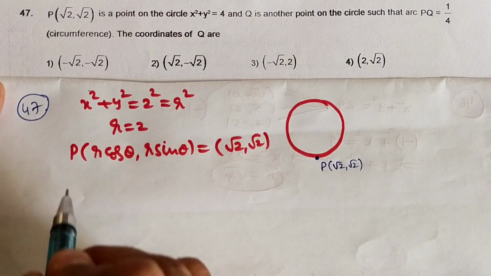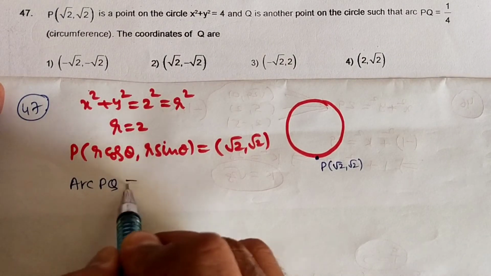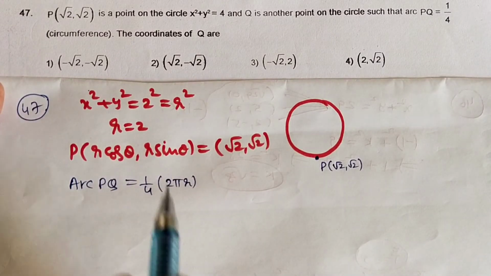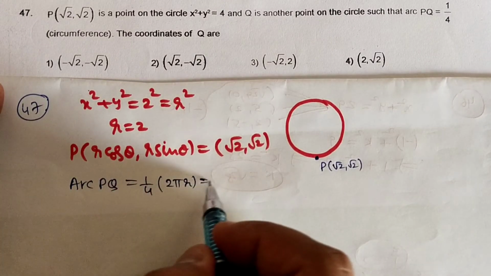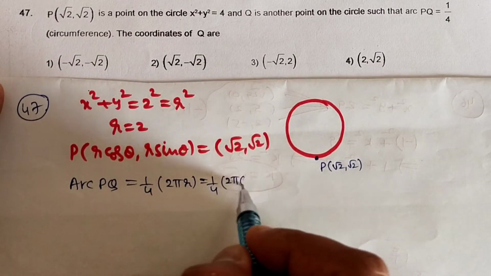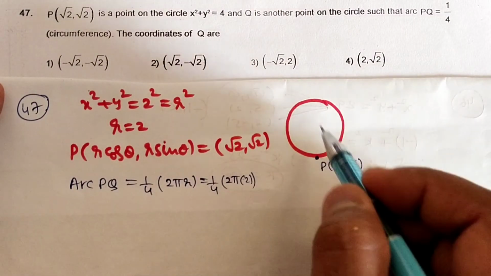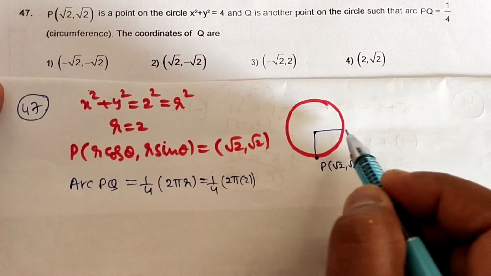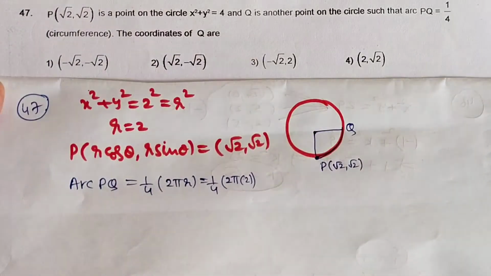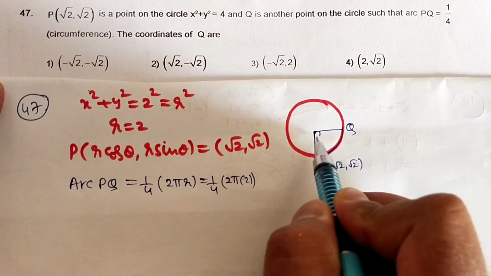And one more condition, arc PQ is equal to 1/4 of the circumference 2 pi r. R is equal to 2, now substitute here. So 1/4 of 2 pi 2. 1/4 of circumference means this one. This is Q, this is P. This is arc PQ. So from here to here the angle is 90.